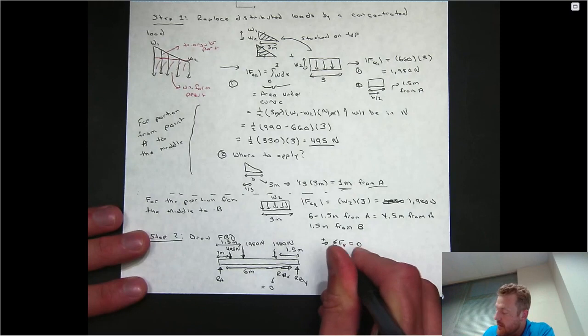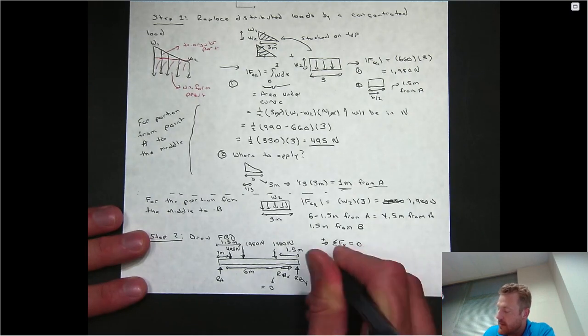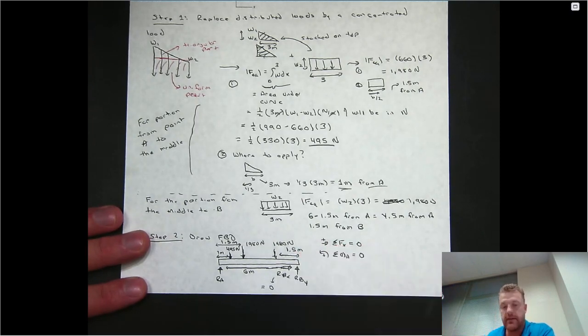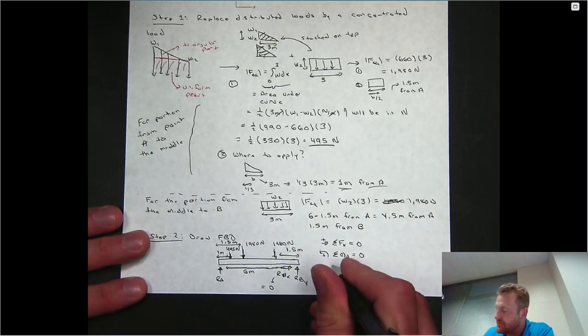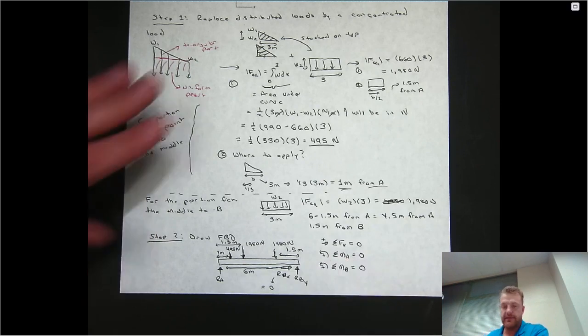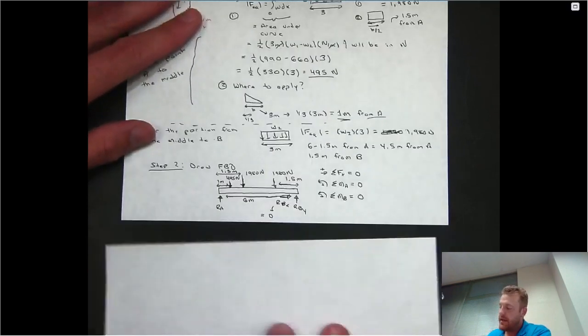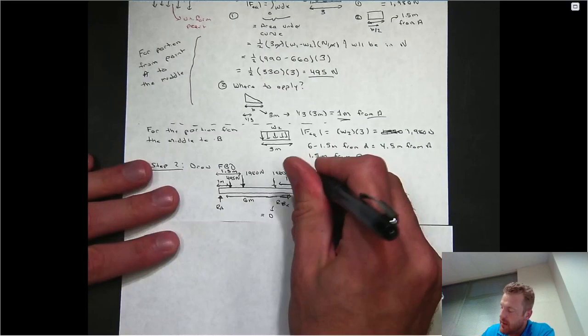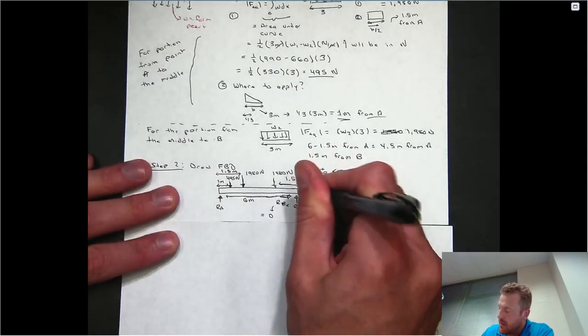I'm going to sum all moments at point A and set those equal to 0, with the standard counterclockwise positive convention. And I'll also sum all moments at point B and set those equal to 0 with the standard counterclockwise positive convention as well. So why did I actually choose these equations? I'm going to number them 1, 2, and 3.